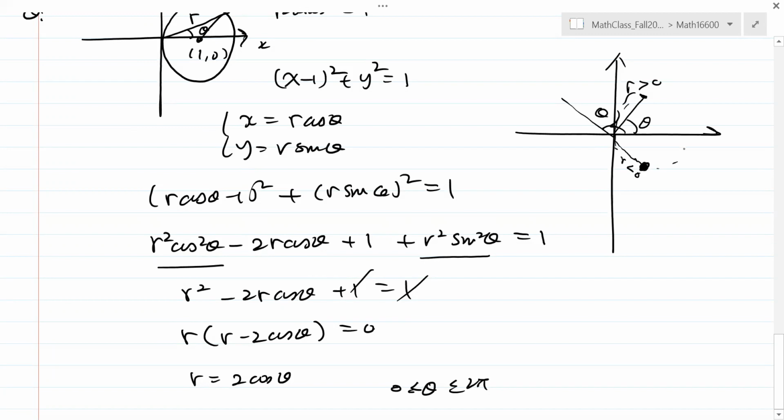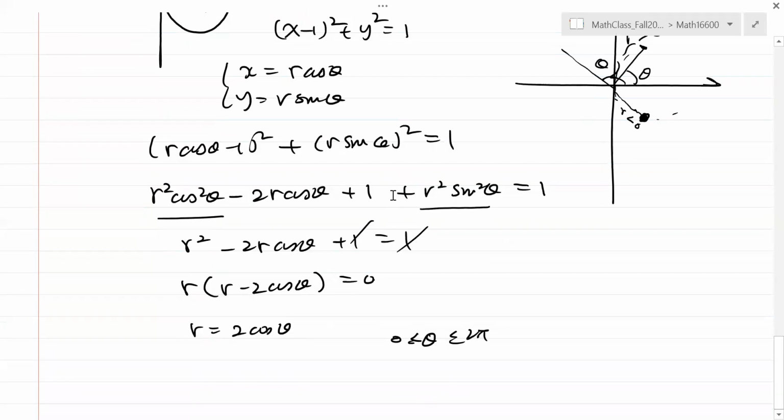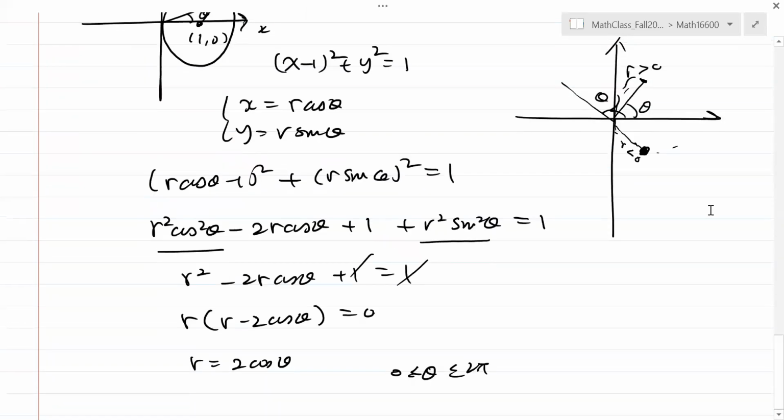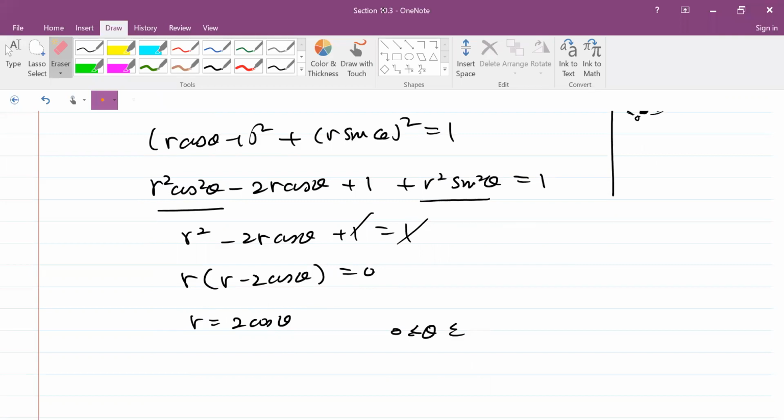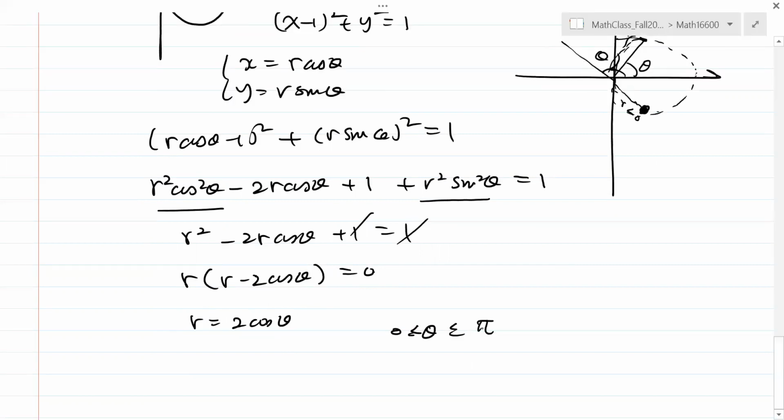You get a complete circle when theta is between 0 and pi. Now, you don't need 2 pi. Because you already see, when theta goes from 0 to pi over 2, you already get this quarter, right? You already get this portion of the upper semicircle. Then when theta goes from pi over 2 to pi, you get the lower semicircle. So it's important to determine the domain for theta. Why? Because you are going to use this domain to calculate the length of the curve, so you don't double count the length.